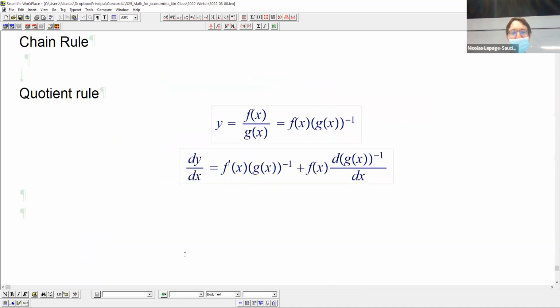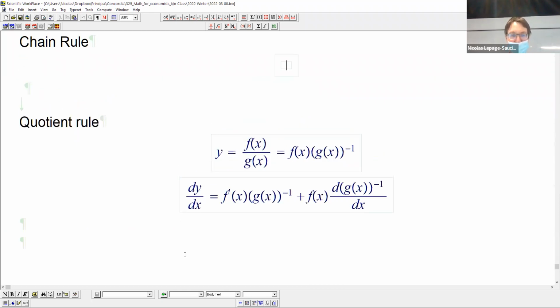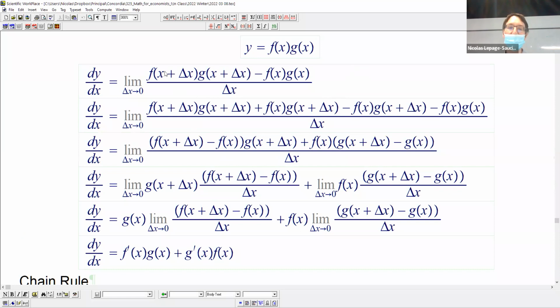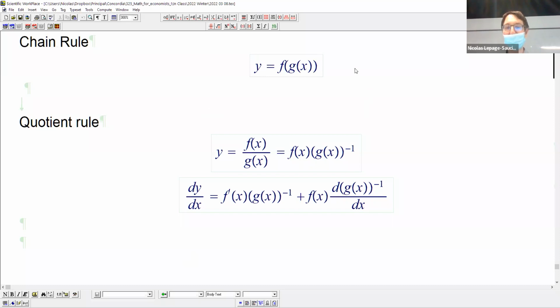anyways, chain rule isn't all that difficult. So if I have y equals f of g of x, yeah, this is fundamental. I should reintroduce it. So how should I deal with this? This one I could do with the definition again, but there's an even easier way of doing it. So here's the way to do it.